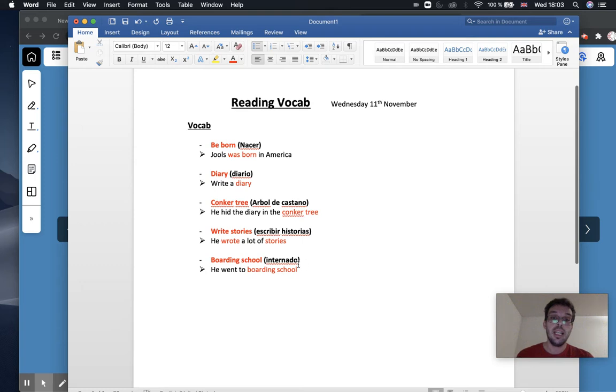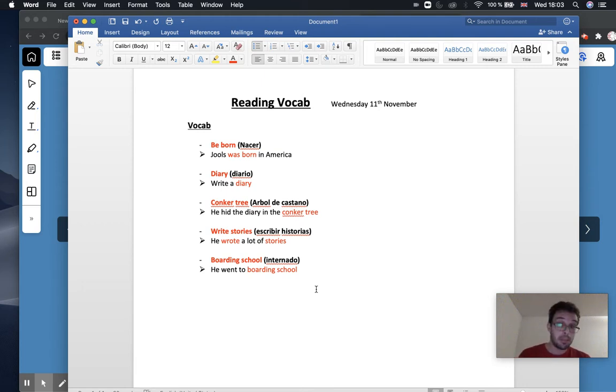And the last bit of vocab is boarding school. I think the word in Spanish is internado. Now, boarding school is a school where you go, but you also sleep in the school. And you only go to your house on the holidays. He went, él fue, he went to boarding school. So let's copy all of this vocabulary into the notebook, please. Copiamos todo en la libreta.